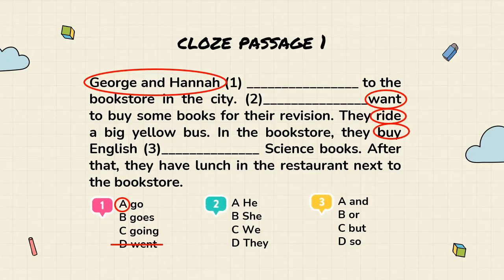Blank want to buy some books for their revision. George and Hannah. Is it he? No, because he is only for one person, a boy. She is for a girl. We. Does it include you? No. So the answer is they. Very good. And the last one. In the bookstore, they buy English blank science books. English, science books. So that is addition. So you need to use and. Very good.